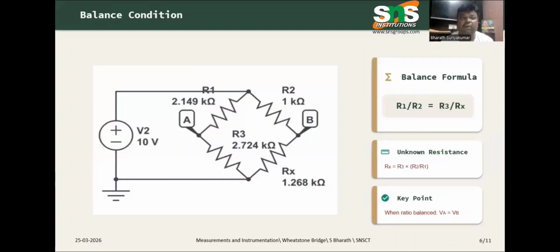What is the formula for the bridge balance condition? R1 by R2 is equal to R3 by Rx, where Rx is the unknown value of resistance we are going to measure. That is, Rx is equal to R3 into R2 by R1. The key point is that when the ratio is balanced, VA is equal to VB.